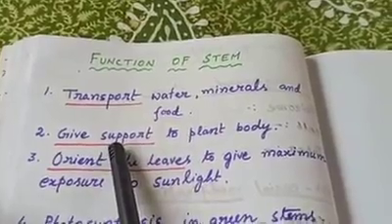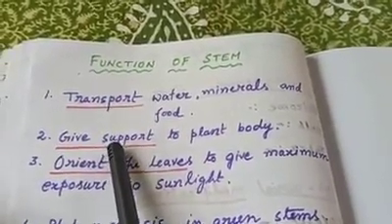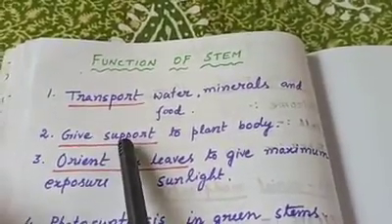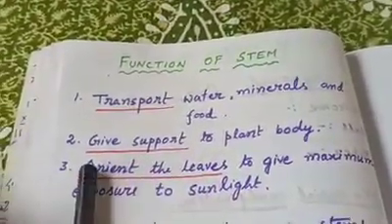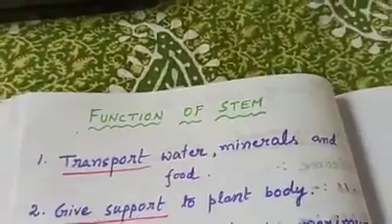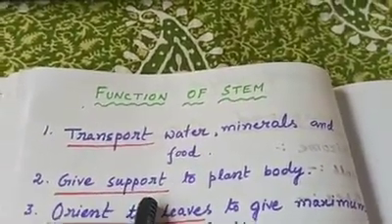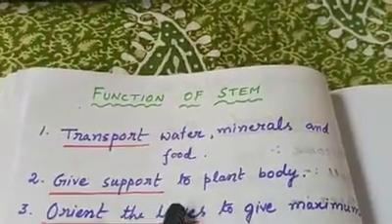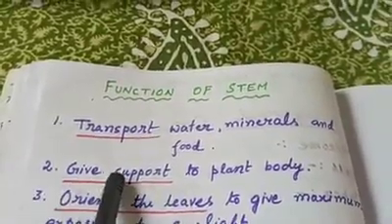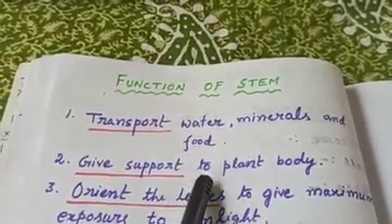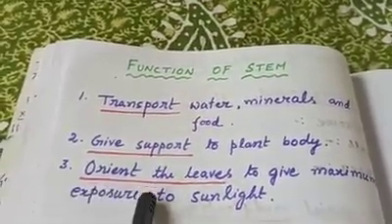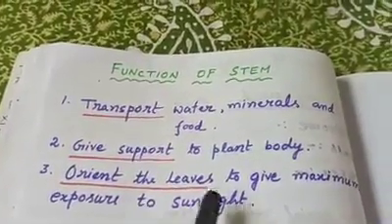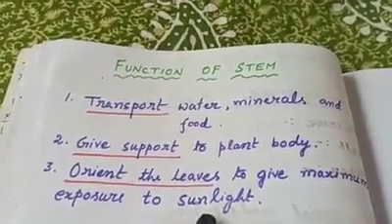As we know, stem is the main stalk or main axis of a plant, so it gives support to the plant body. Because of a stout stem, a plant body can stand up in the aerial ground with its branches, leaves, fruits, flowers, etc. Stem also helps to orient the leaves to give maximum exposure to sunlight.